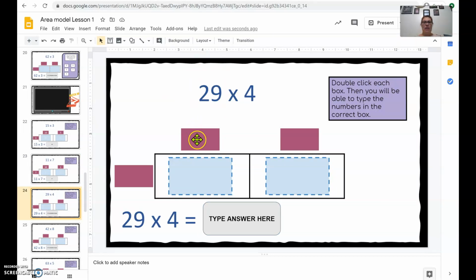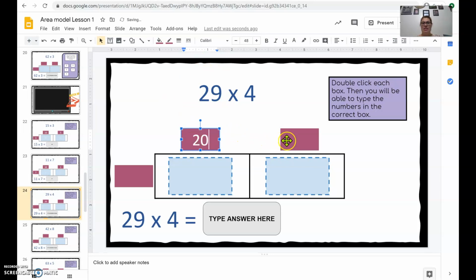Okay, 29. We know it can be broken down into 20 and 9, and the other number is 4. Okay, we're ready to multiply. 4 times 9, double click, type in 36, and 4 times 2 is 8. Plus I'm going to bring down that 0, and the answer is 80. So now I need to add 80 plus 36. 6 plus 0 is 6. 8 plus 3 is 11. So I'm carrying the 1 here. 116. And there's my answer.